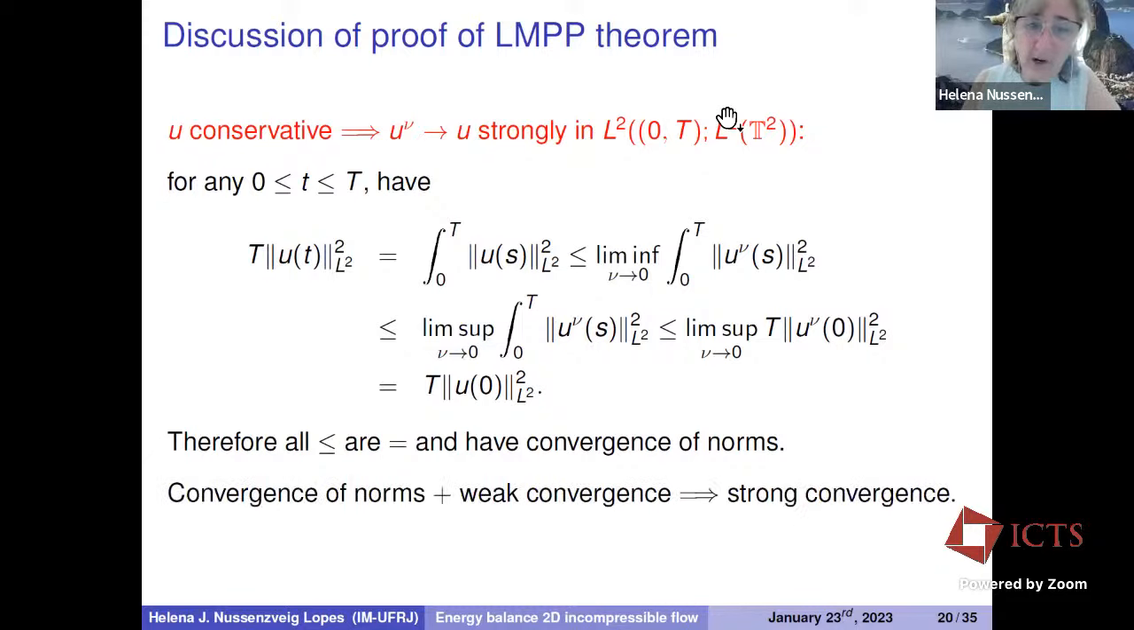Now, we already had that the physical realization converged weakly to U. So now we have the norms converging as well, and therefore convergence of norms plus weak convergence implies strong convergence. QED. So that's how you prove that if U is conservative, then the physical realization must converge strongly.